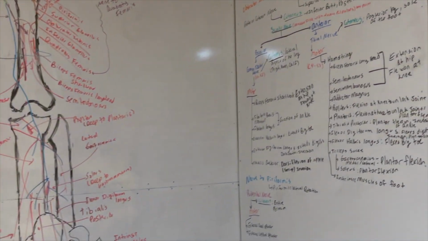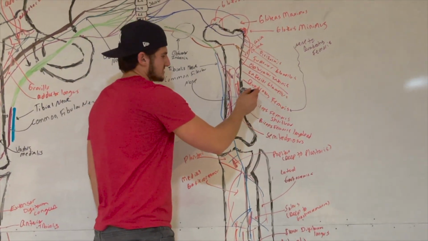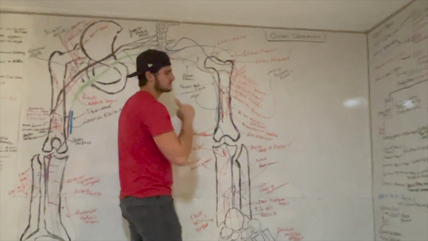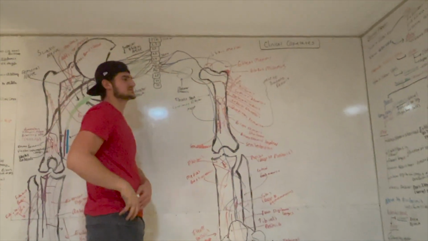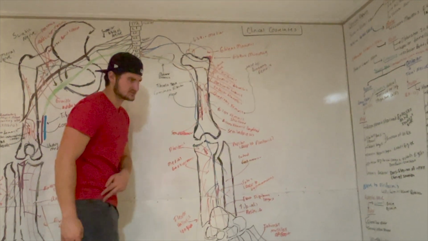Okay, so we're going to go on this side for him. We'll do the biceps femoris short head first. He's right over here, right? The most lateral one. And he also does what? He helps extension at the hip and flexion of the knee. So extension of the hip and flexion of the knee.